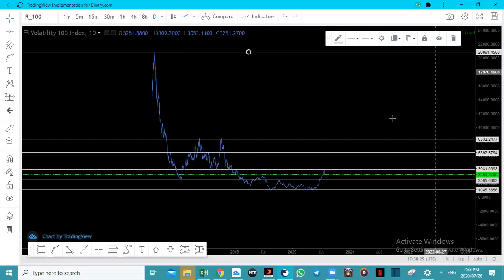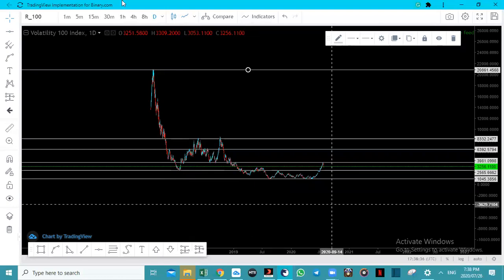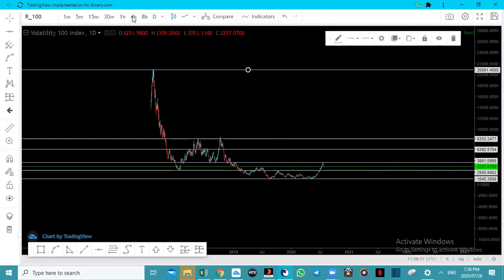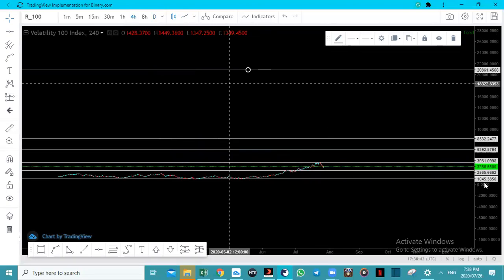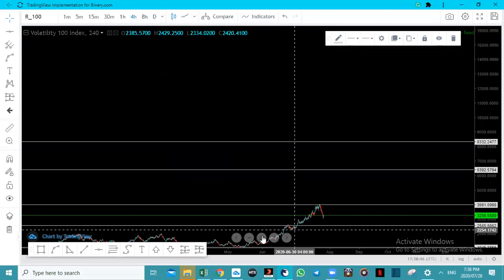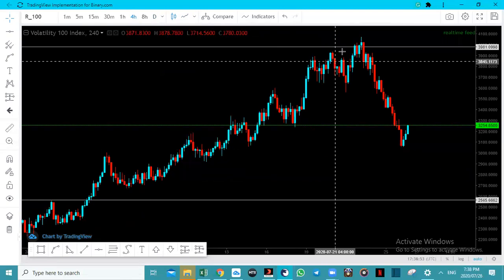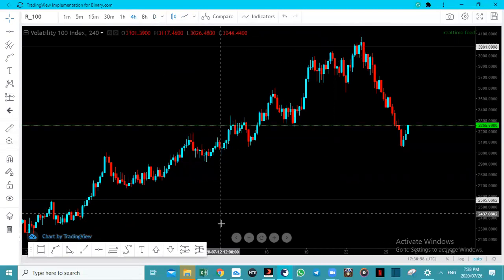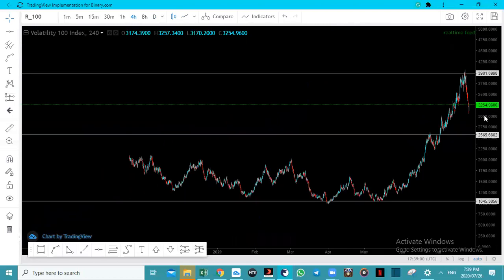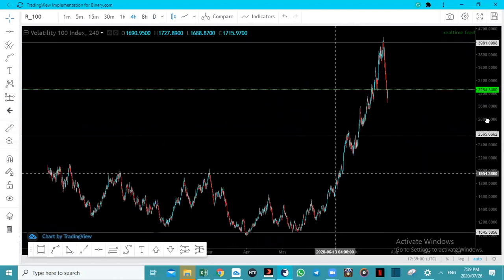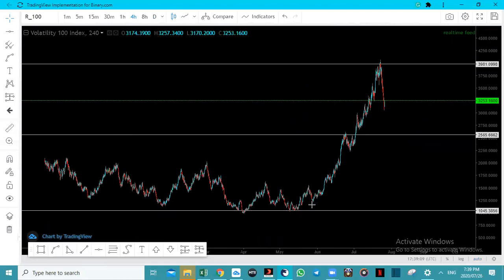Okay, so we've identified our significant areas right now. So let's move to the 4-hour time frame and see if we can find anything as to where this market is going. Okay, as you can see, guys, we had this respected bounce off of resistance. So if we zoom out, let's see what we can find. You guys can see the market has just been rallying to the upside ever since.